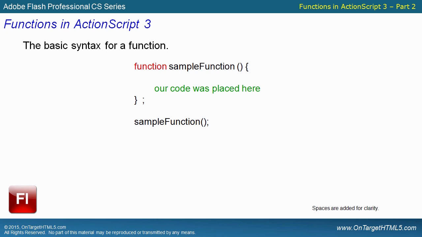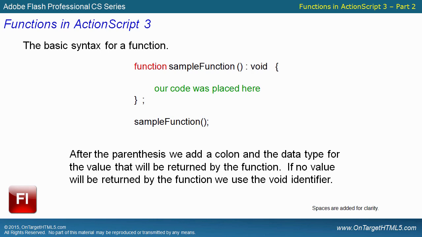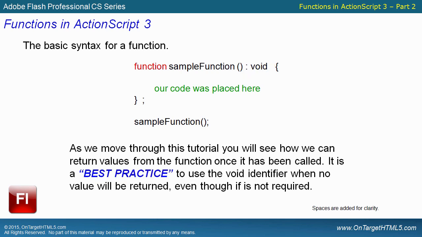But we left out a portion of the function in the last tutorial, and I did it on purpose because I didn't want to complicate things. But we actually have another portion of that function called the void. And actually what it is, it's data typing what our return is. After the parentheses, we add a colon and the data type for the value that will be returned by the function. If no value will be returned by the function, we use the void identifier. And that's the one that you actually see on the screen.